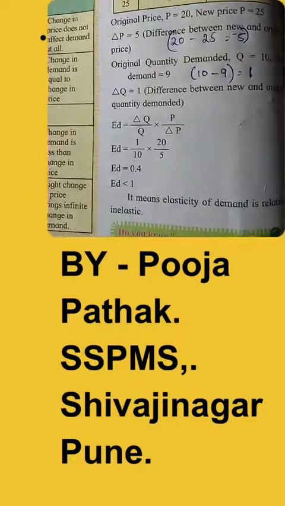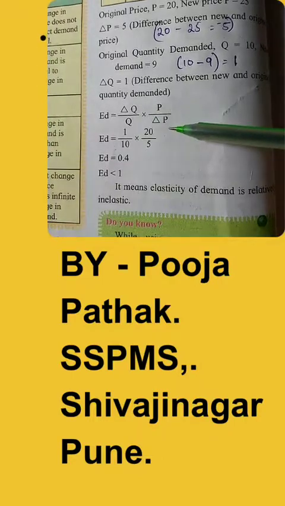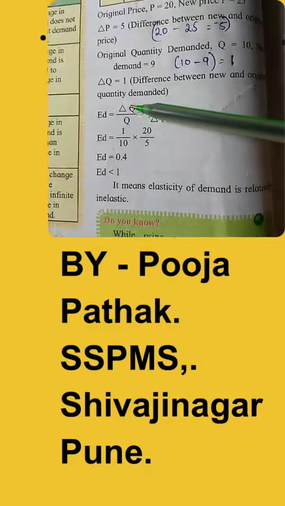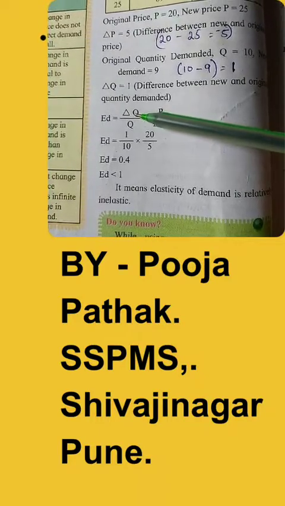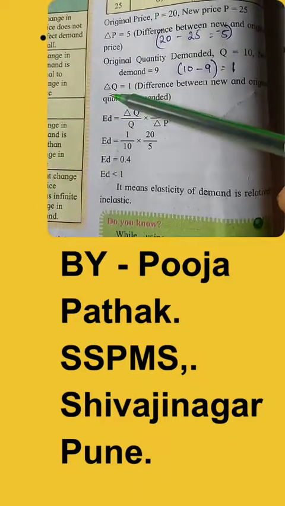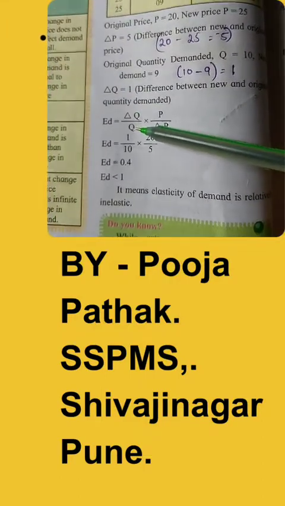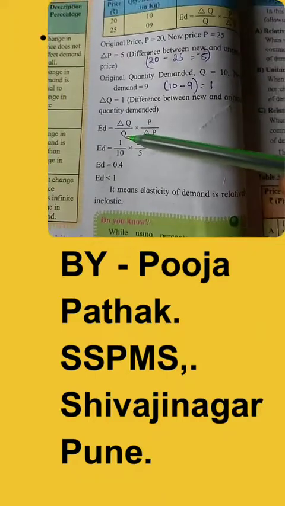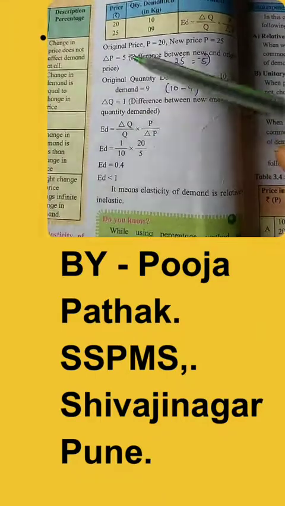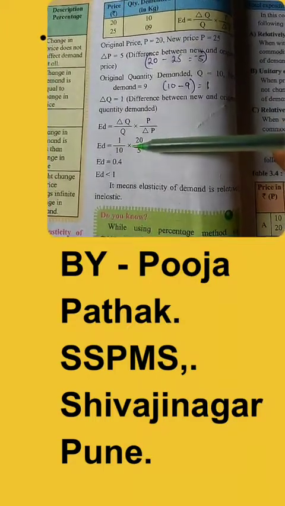ED is equal to delta Q divided by Q multiplied by P divided by delta P. Now what is delta Q? Delta Q stands for change in quantity demanded, which you have calculated over here. Delta Q is equal to 1. Q stands for the original quantity demanded. How much is the original quantity demanded? It is 10, so you write 10 over here.